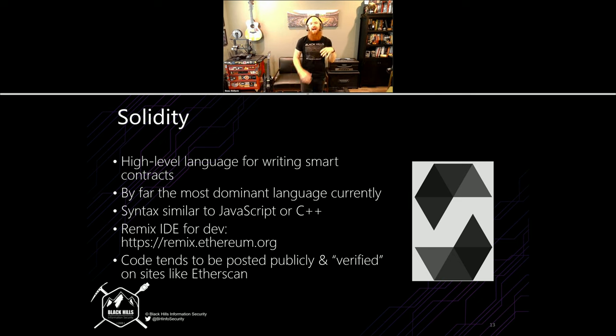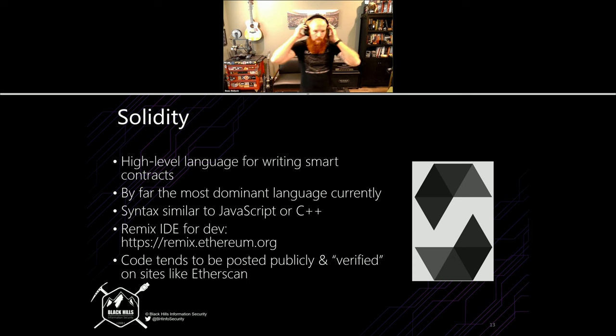All right, so how do you write a smart contract? Solidity is the primary language currently and the most utilized language for writing smart contracts. It is a high-level language, very similar to JavaScript or C++. Like I said, it's by far the most dominant currently. I'll show you a few other languages in a second, but just be aware that there are others too. And keep in mind that when you write this code, it's ultimately going to get compiled down to bytecode anyway.